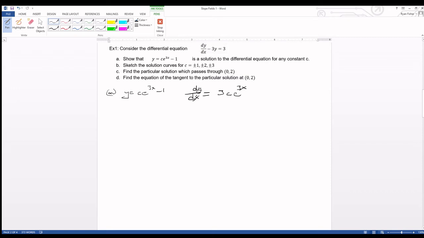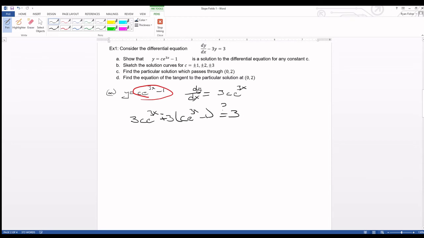I'm going to plug in dy/dx and show that this differential equation is balanced. So let's see. dy/dx is equal to this expression, so I'm going to substitute that in: 3c e to the 3x minus 3 times what y is. Well, y, we just showed, is our proposed solution, so I'll substitute that in: c e to the 3x minus 1. And if this is true, then this should be equal to 3.